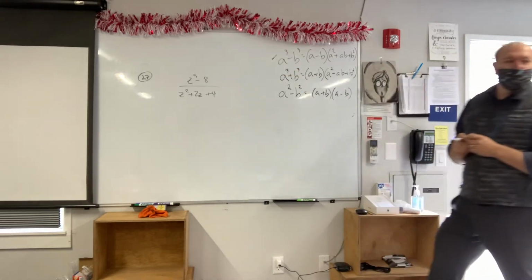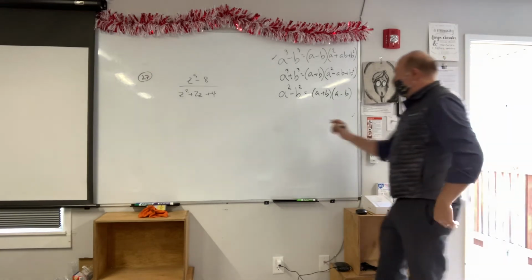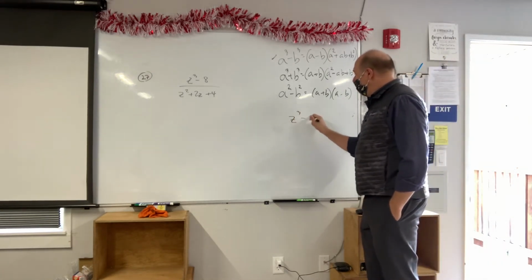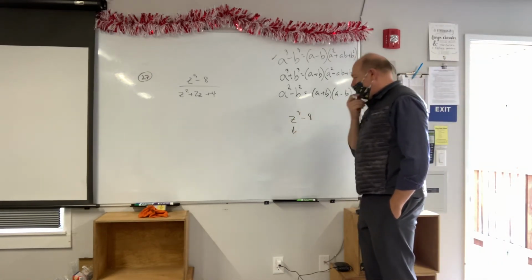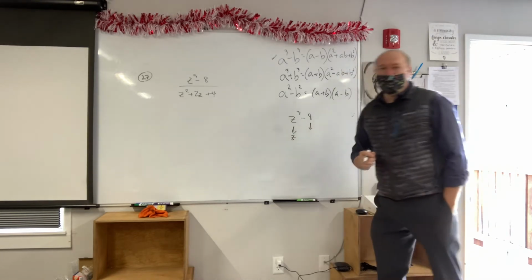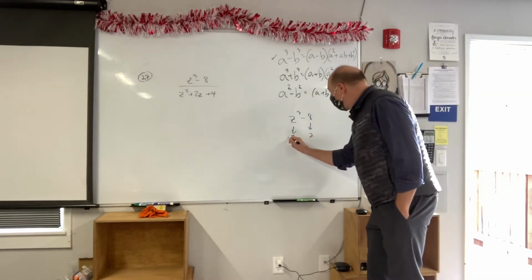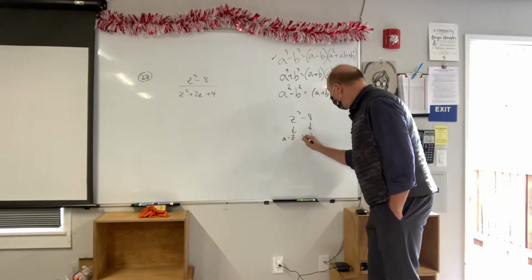I see some people still writing down the formula. Go for it, I'll wait a little bit. Let me do it off to the side. So z to the third minus 8. The question is, what is being cubed to give you z to the third? That's easy, that's z. What is being cubed to give you 8? 2. So we label this as my a value, that's my b value.